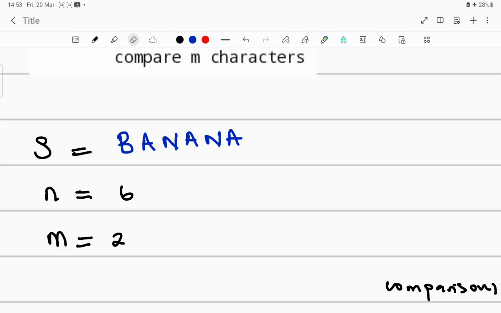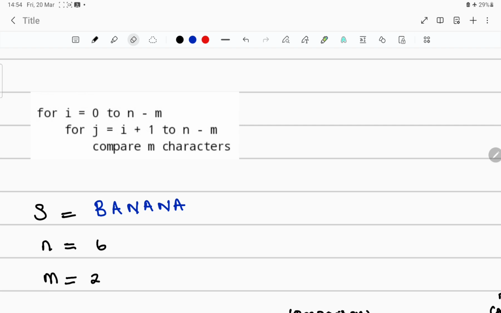We'll use banana as the string, and the length is 6, and the substring size is m, which is equal to 2. In coding, if we could name the positions of our letters, this one will be on position 0, 1, 2, 3, 4, 5.